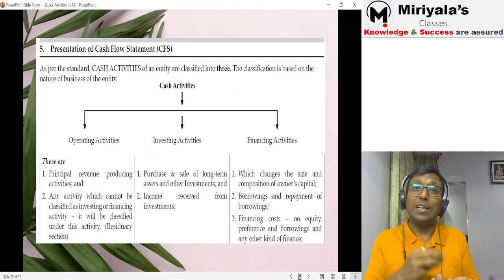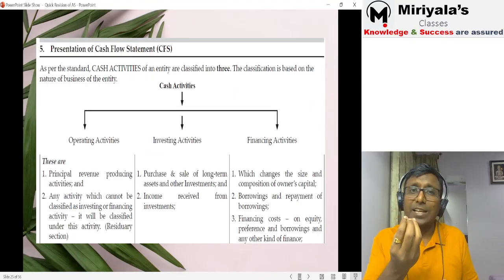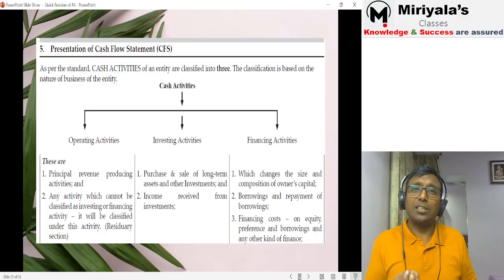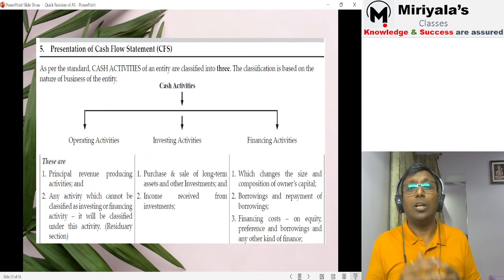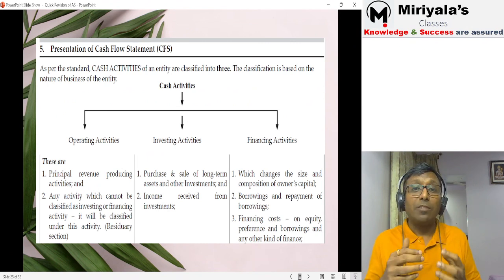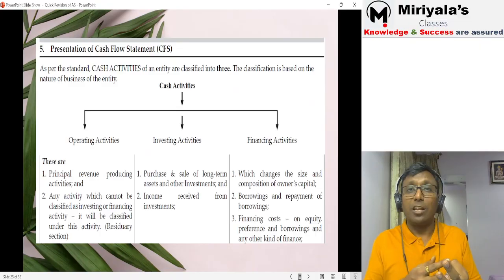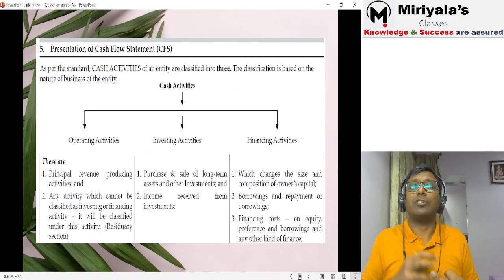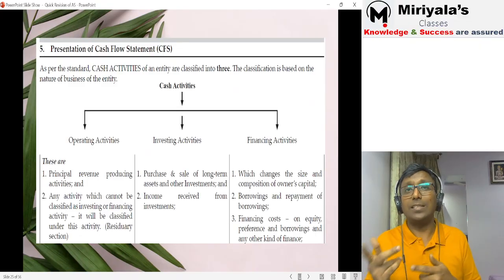Not only that, it includes the residuary activities. Residuary activity in the sense, if an activity does not fall under investing activity and does not fall under financing activity, then it is going to be part and parcel of operating activity. What is investing activity? Investing activity is purchase and sale of fixed assets and investments, and any income from the investments also. Okay, financing activity.